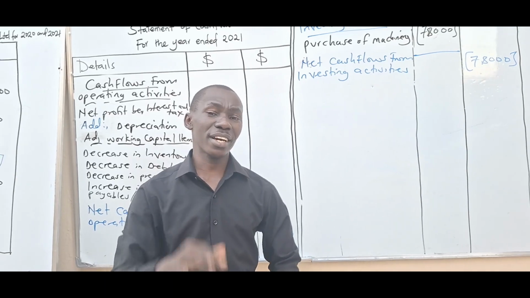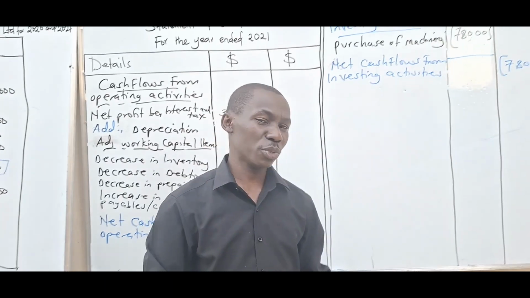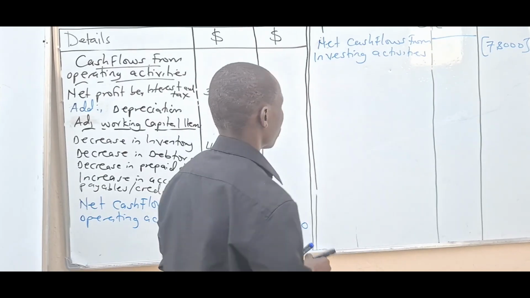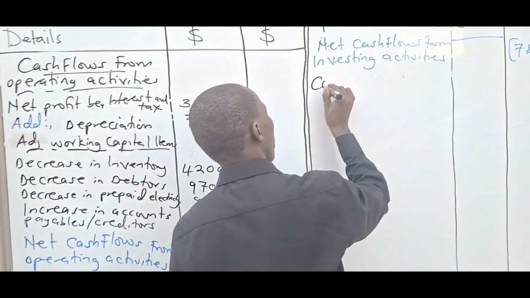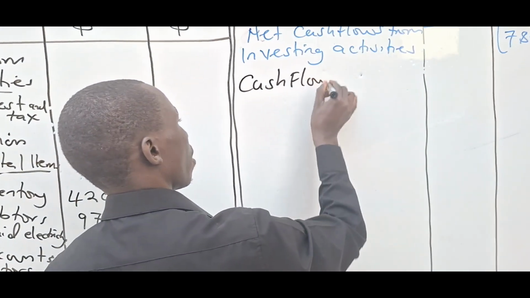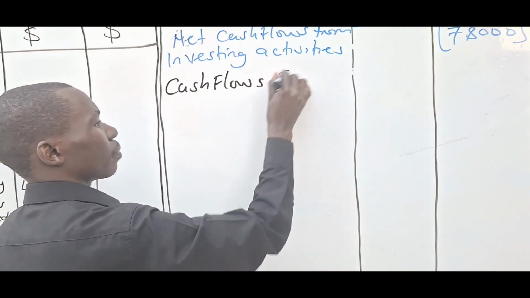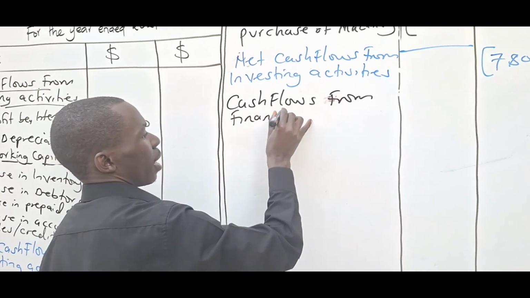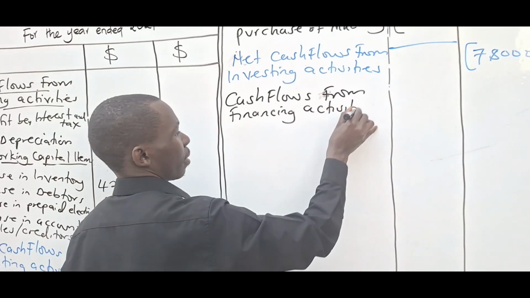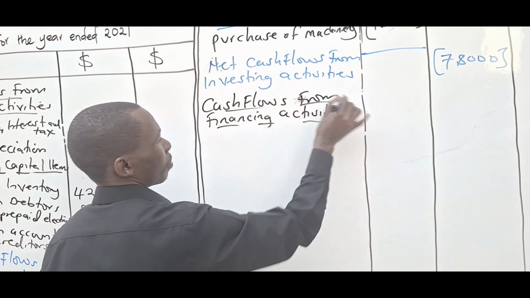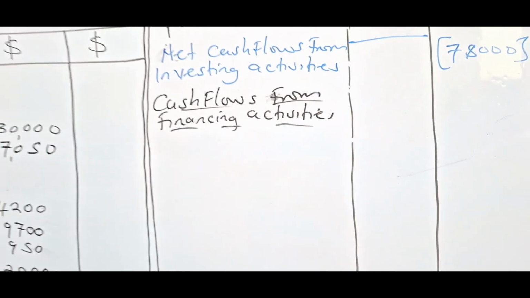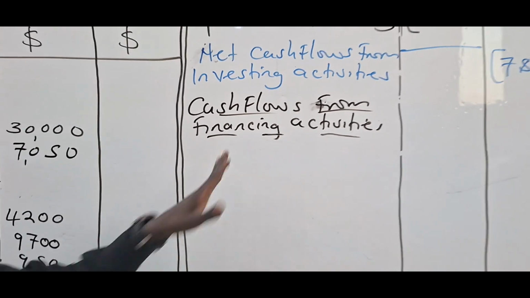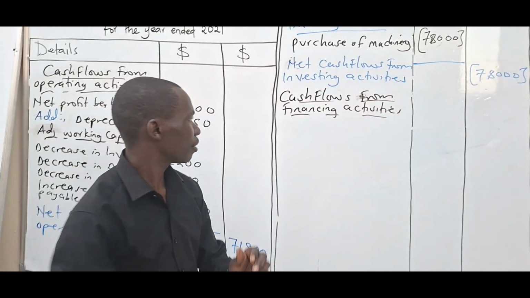Remember, I said there are 3 components. We are left with which activity? That is cash flows from financing activities. You come here and put cash flows from financing activities. Here, someone will be asking, where can we find this cash flows from financing activities?